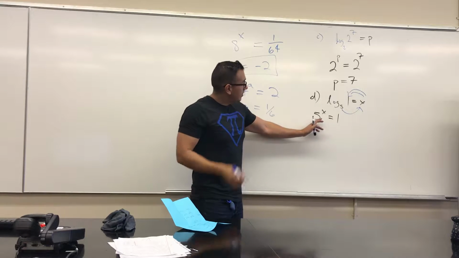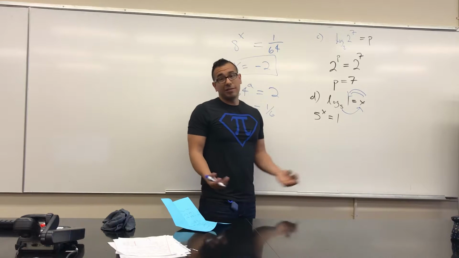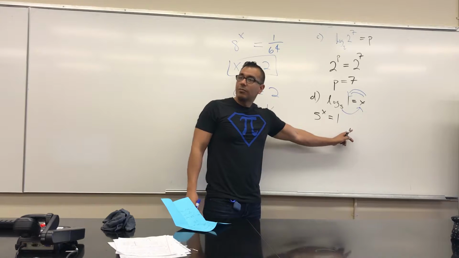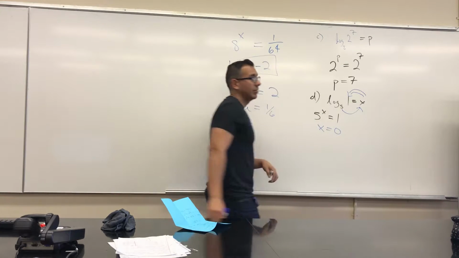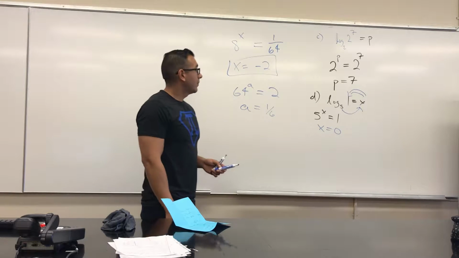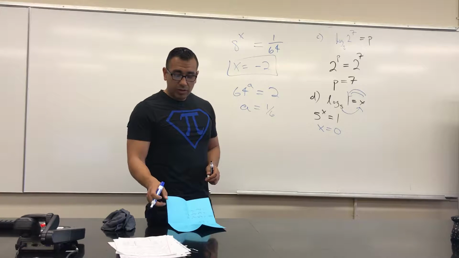So let's think about this. 5 raised to what power equals 1? 0. Because anything raised to the power of 0 gives 1. Alright? So x must equal 0. Excellent, excellent. So questions.